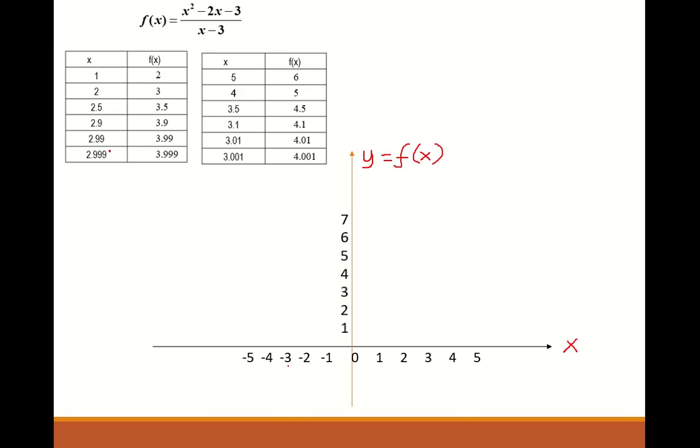For example, when x equal to 1, f of x is equal to 2. So we have the point somewhere here. When x equal to 2, f of x equal to 3, so the point is somewhere here. When x equal to 2.5, our f of x is 3.5, so 3.5 is somewhere here. So more or less the point is also here.